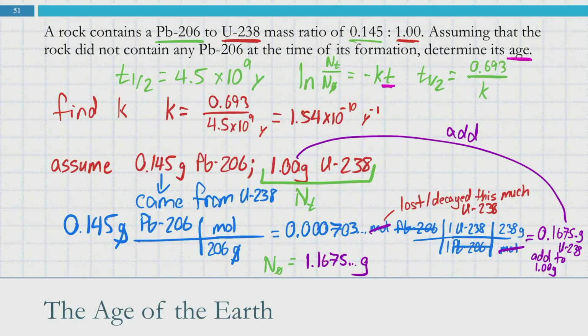You could have also chosen to not use 1 and 0.145. You could have decided that we had 100 or 1,000 or 5 or 7 grams of whatever our mass ratio was. I think it's easier to just use the numbers that are in the mass ratio. And that's how we get our N naught.